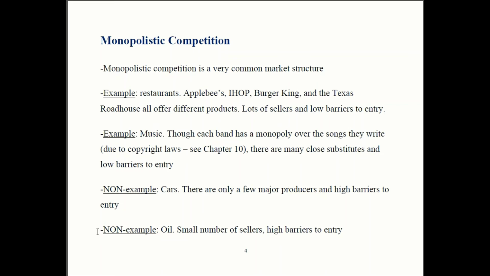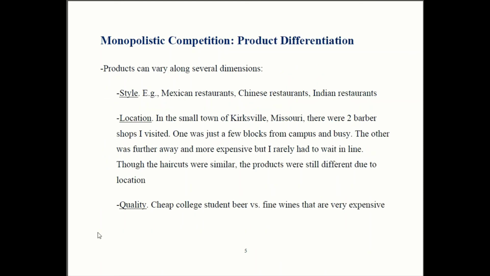That's going to make it hard for new competitors to enter the market. So it's been a cartel, OPEC it's called, that has had a lot of influence over oil for decades and decades. They've been able to maintain that because of barriers to entry. It's not easy for a new firm to open up and start producing oil. So that's what monopolistic competition is and is not.